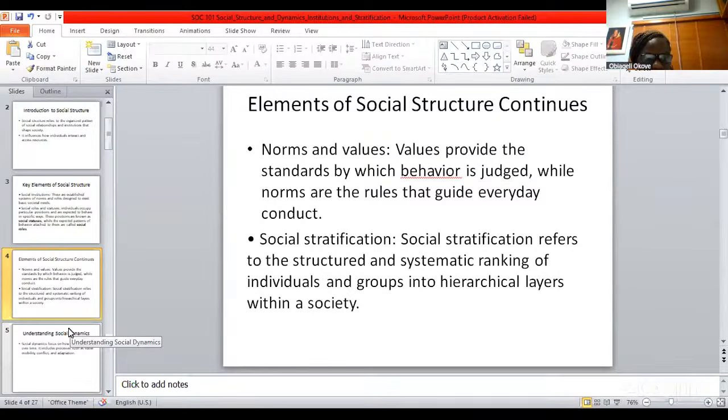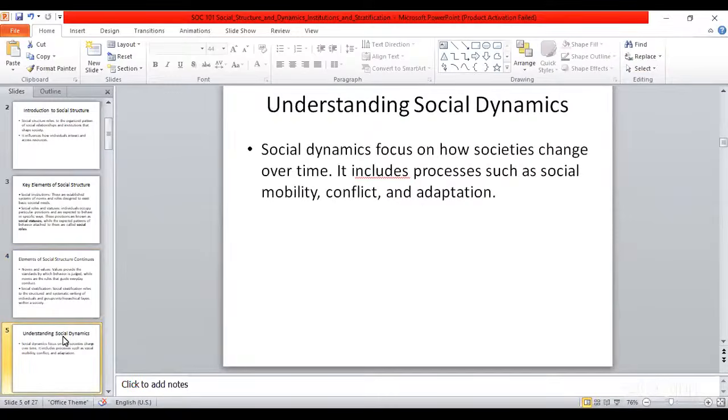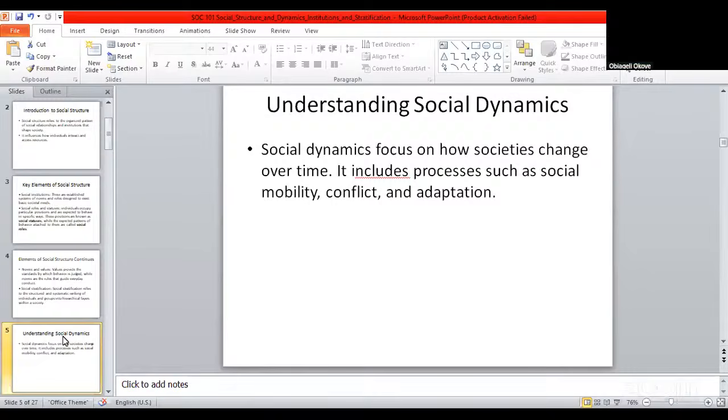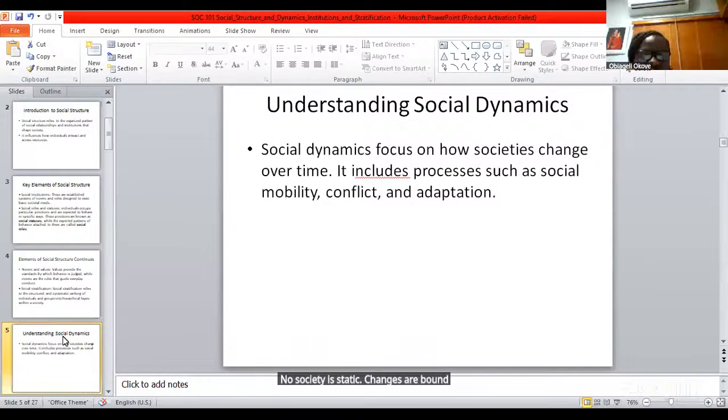So let's talk about the social dynamics in society. Social dynamics focus on how societies change over time. It's to do with processes such as mobility, conflict, and adaptation. You know, in every society, there is mobility. No society is static. Changes are bound to occur.